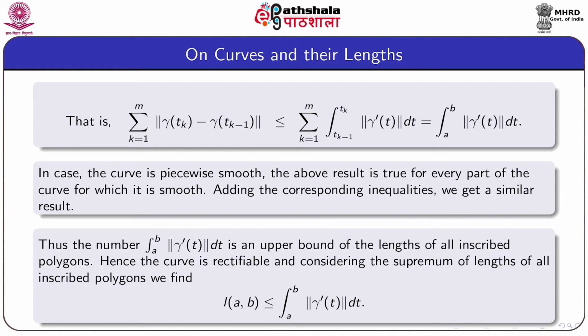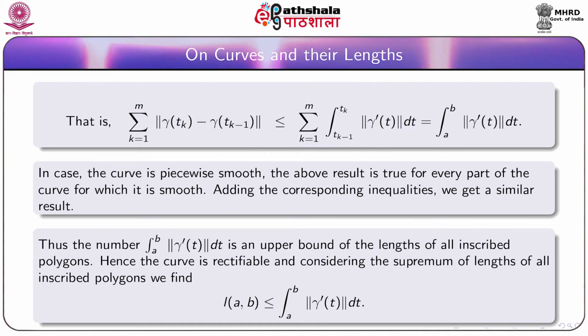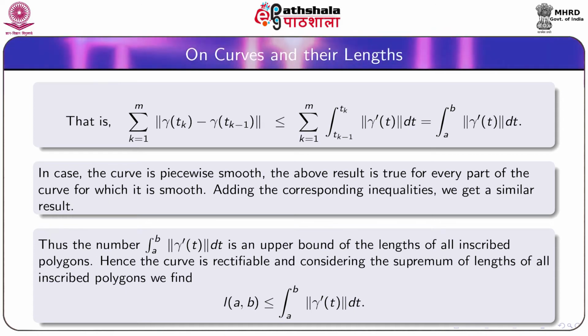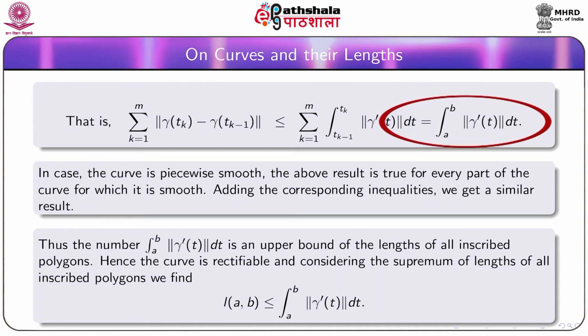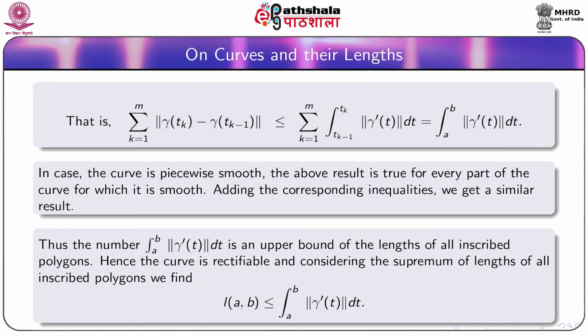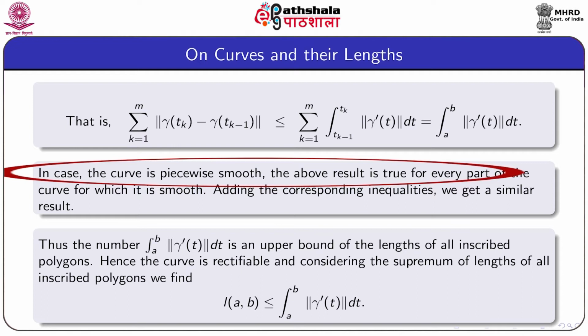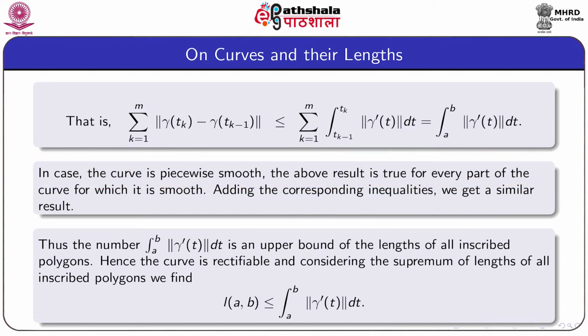That is, summation k equal to 1 to m of norm of gamma(t_k) minus gamma(t_{k-1}) is less than or equal to summation k equal to 1 to m integral t_{k-1} to t_k of norm of gamma dash t dt, which equals integral a to b of norm of gamma dash t dt. In case the curve is piecewise smooth, the above result is true for every part of the curve for which it is smooth. We add the corresponding inequalities and get a similar result.